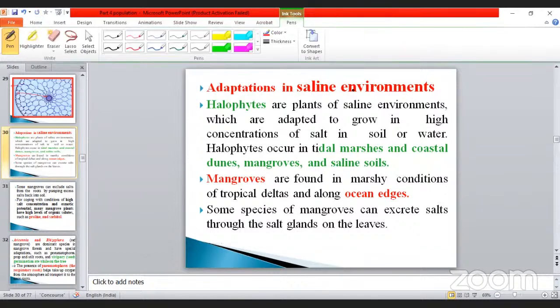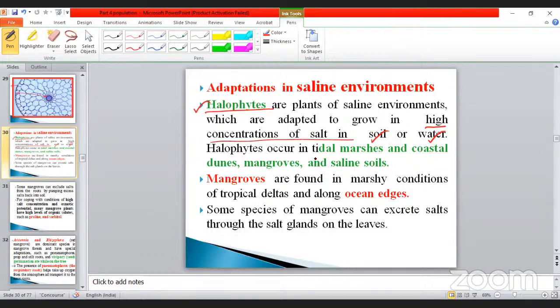Here also we are going to discuss some of the saline environments, particularly the halophytes. Halophytes are plants of saline environments which are adapted to grow in a high concentration of salt. This is very, very important. High concentration of salt in soil or water. You can take any medium, whether it may be soil or water. Such types of plants are called halophytes.